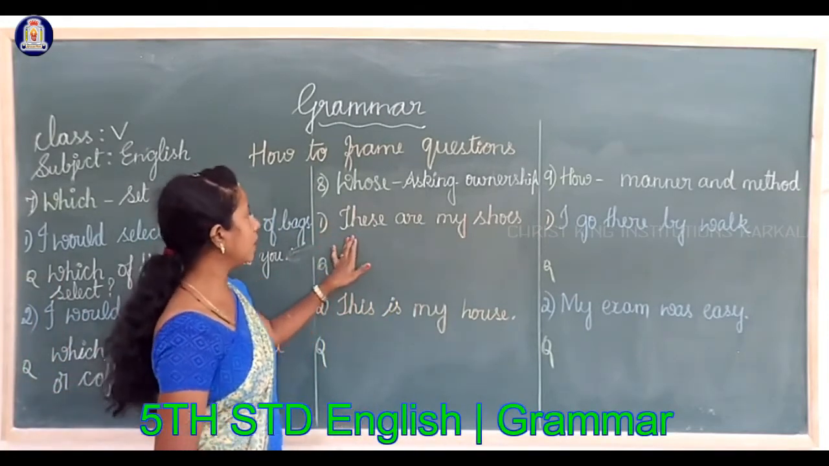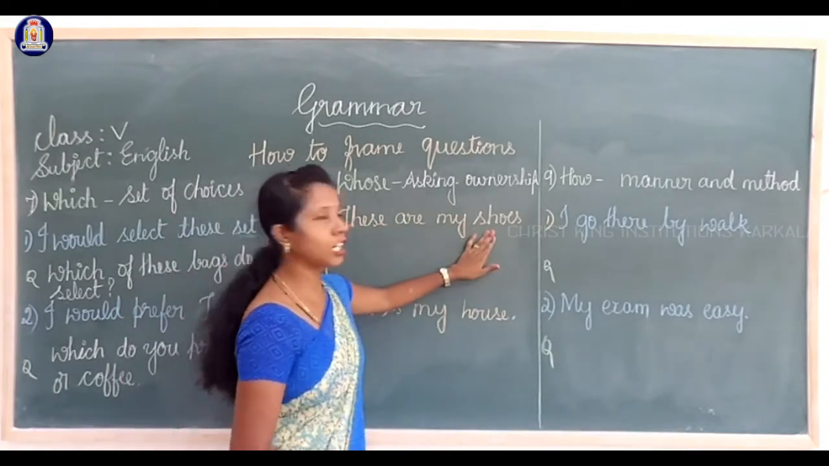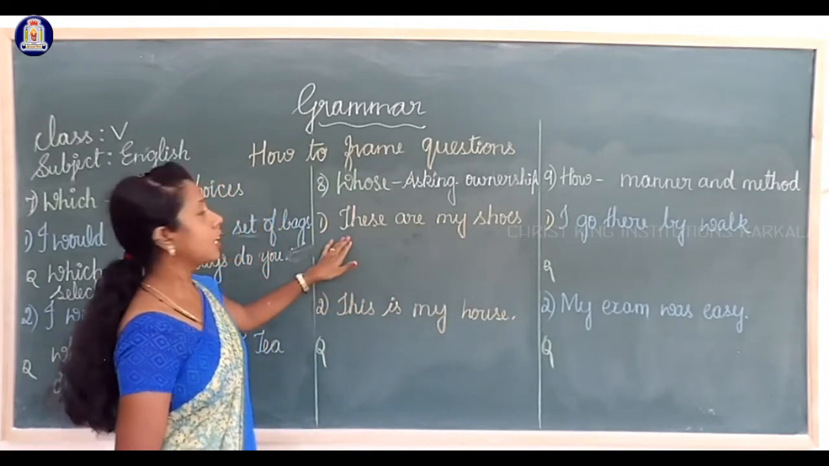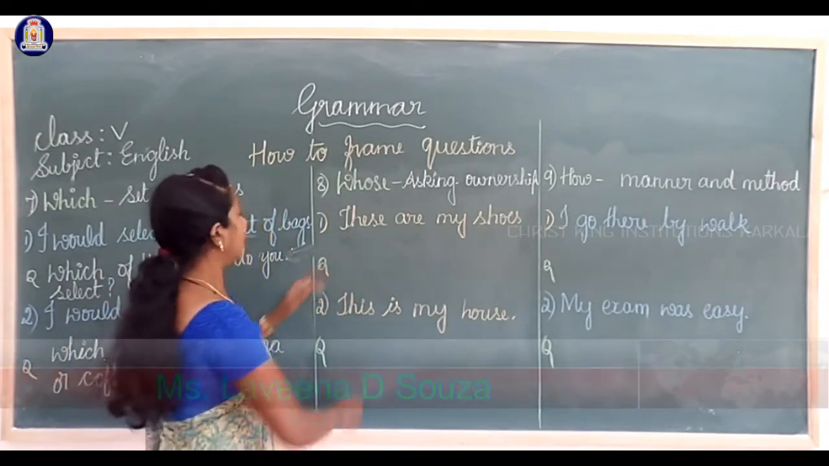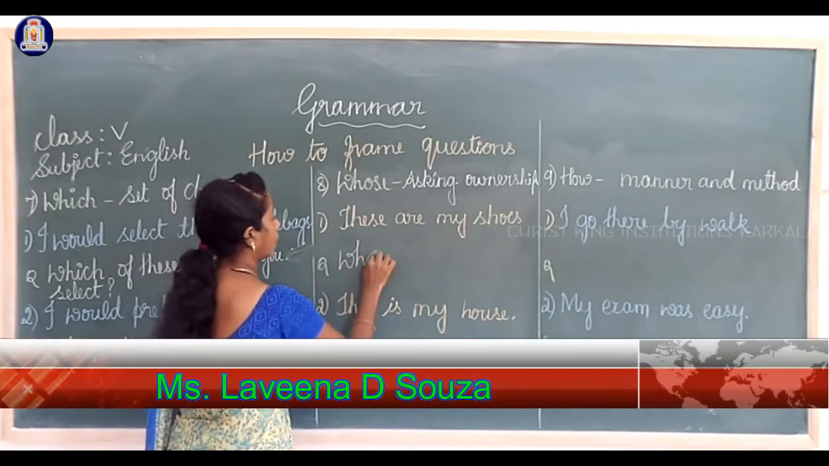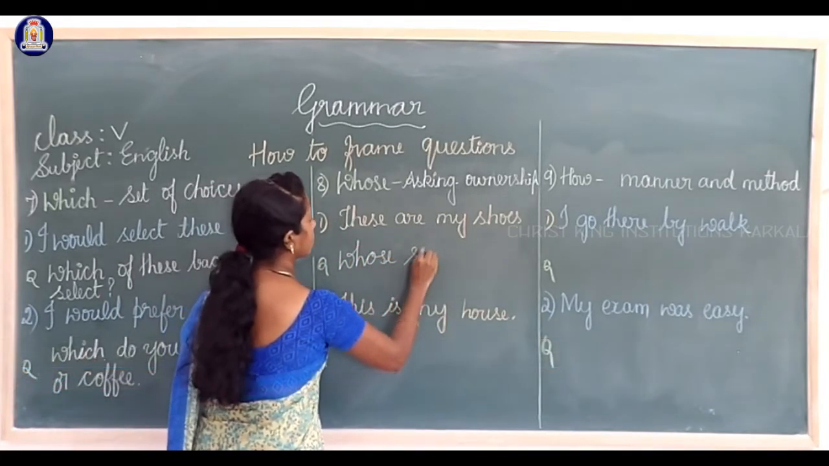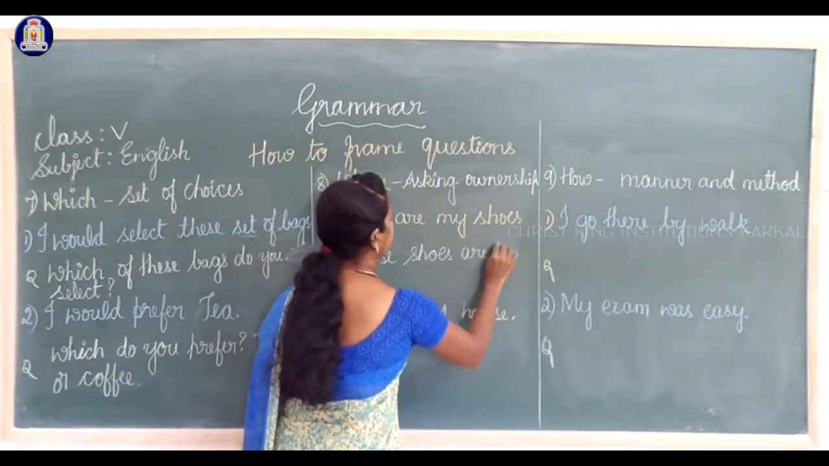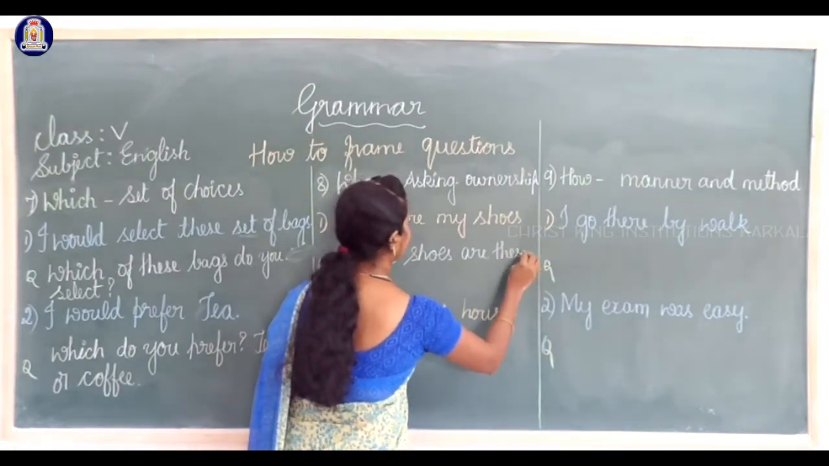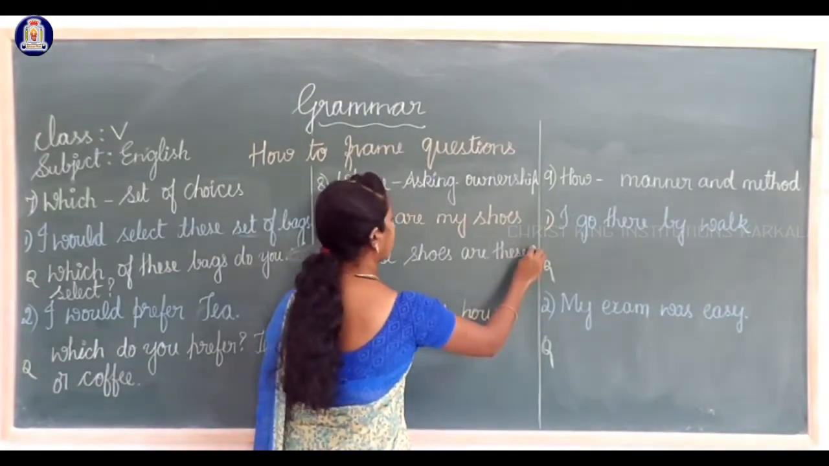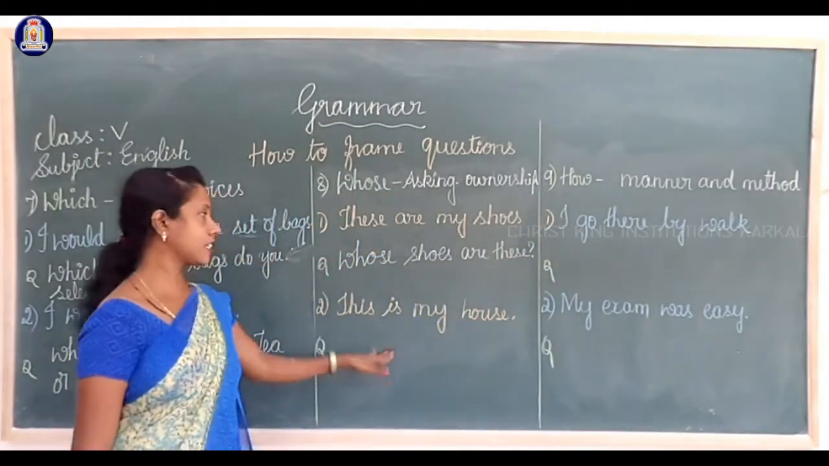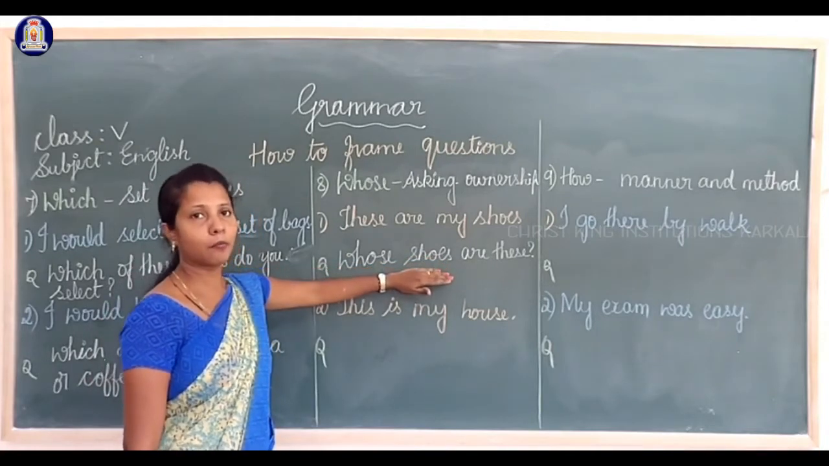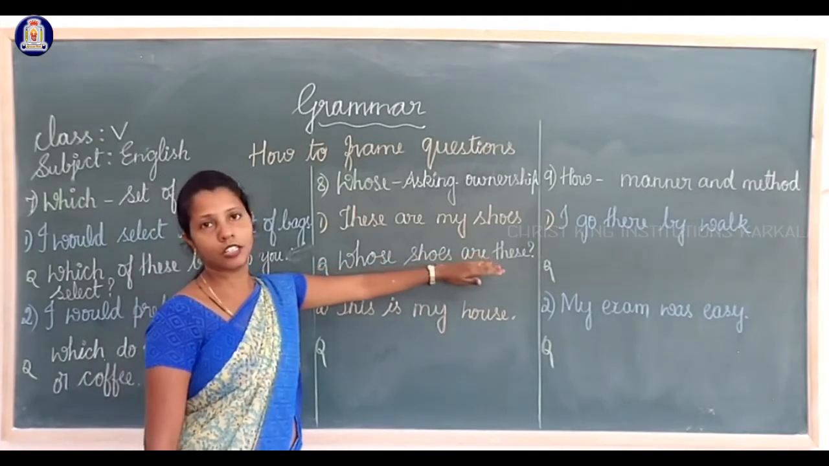The first one here: these are my shoes. Now this is an answer. How are you going to frame the question? Whose shoes are these? Question mark. That means we are asking to whom these shoes belong.